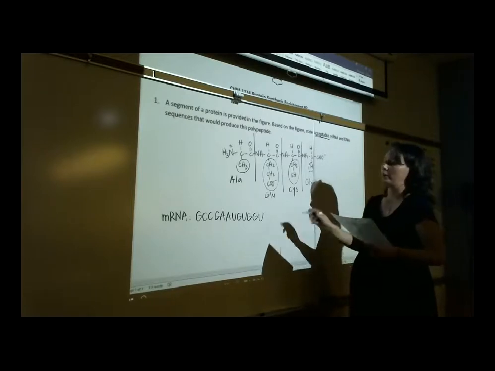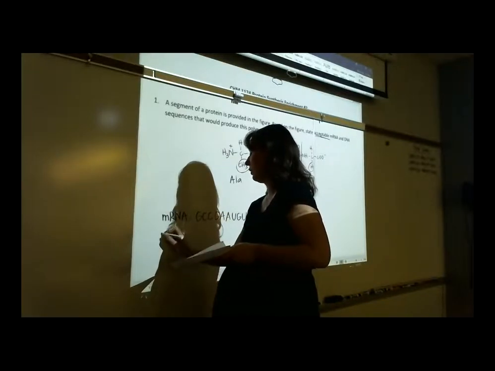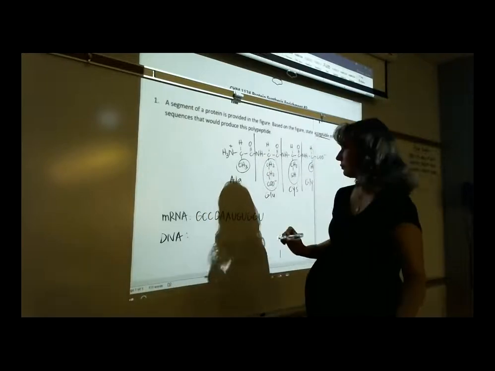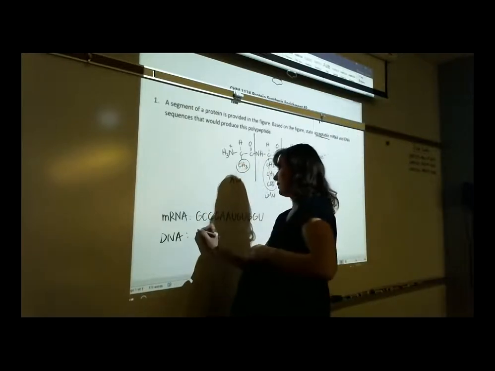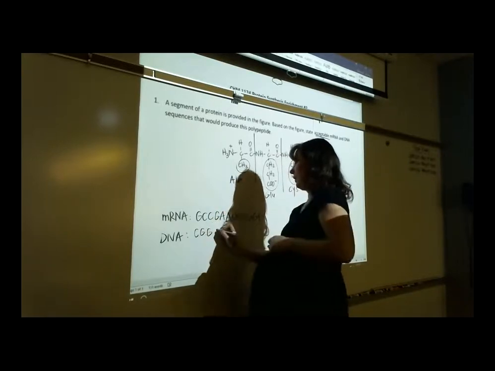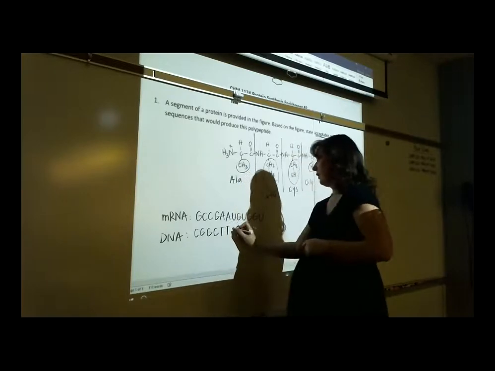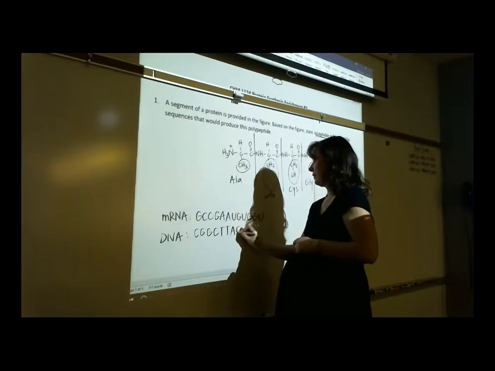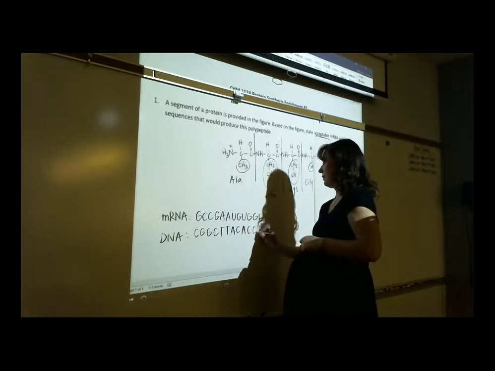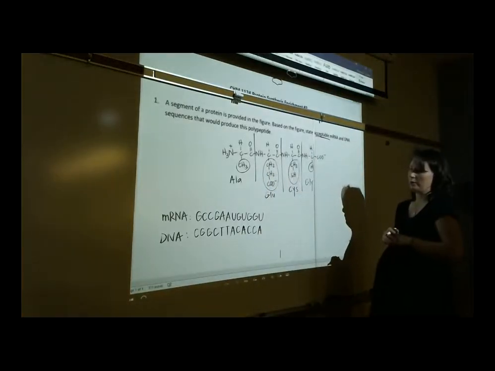And then how did you get from mRNA back to DNA? I did the complement. Right. So you just write the complement. All right, so G would be C, G, G, then C, T, T, then A, C, A, then C, C, A. Do we agree based on that mRNA sequence?